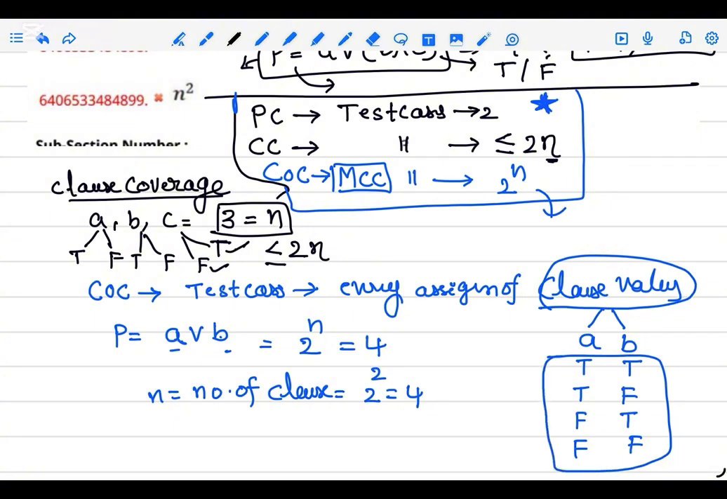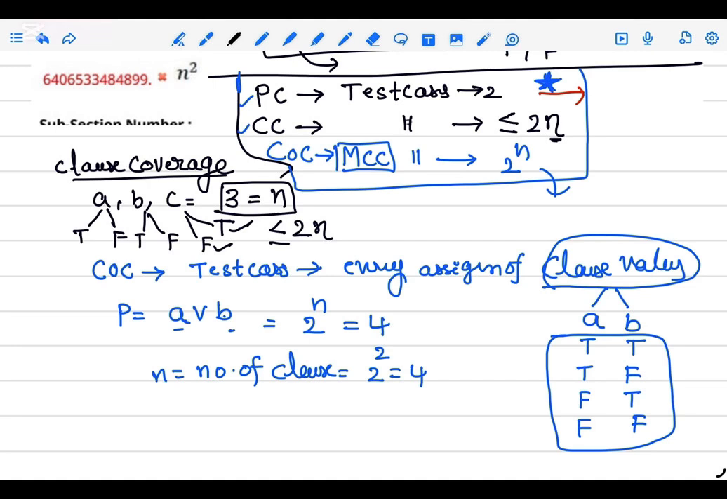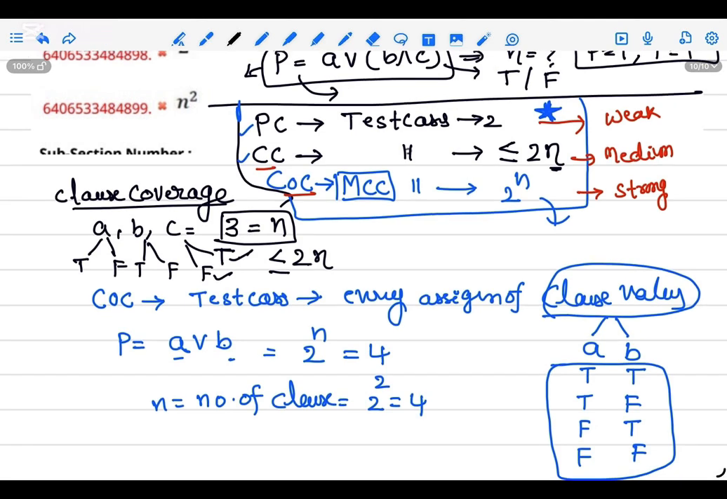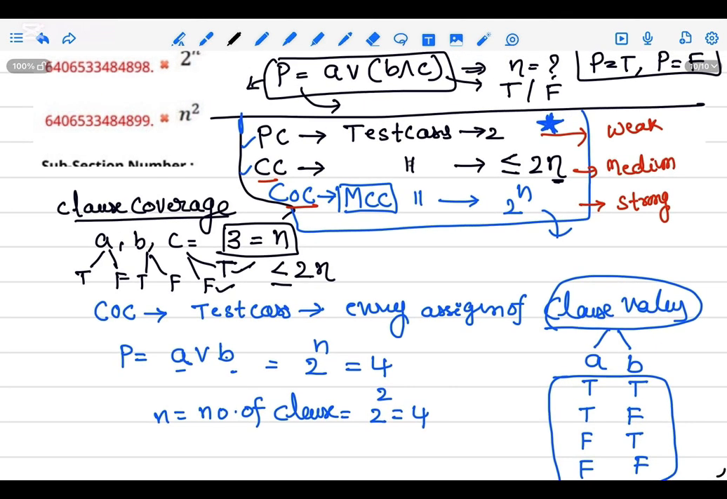So for this, every assignment of clause values. According to strength, predicate coverage is weak, multiple clause coverage is strong, and clause coverage is medium. So what is the difference between MCC and CC? In clause coverage, the test cases are individual.